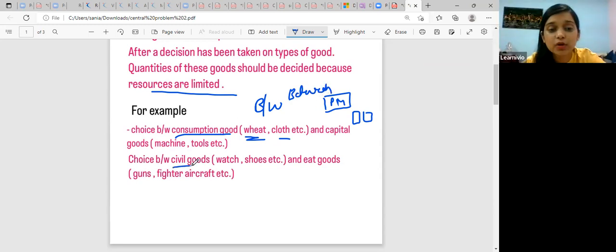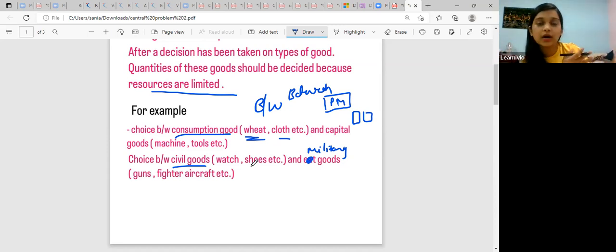So next is civil goods and military goods. You can write it. Civil goods are basically what normal people use, like watches, shoes, like this. But military goods are basically guns, fighter aircraft, and all that. So you have to make a choice whether you are going to produce things for normal people, the civil goods, or things for defense, the military goods, like guns, fighter aircraft, and all that. Therefore you have to make a choice about what to produce: whether you want to produce consumption goods or capital goods, whether you want to produce civil goods or military goods.